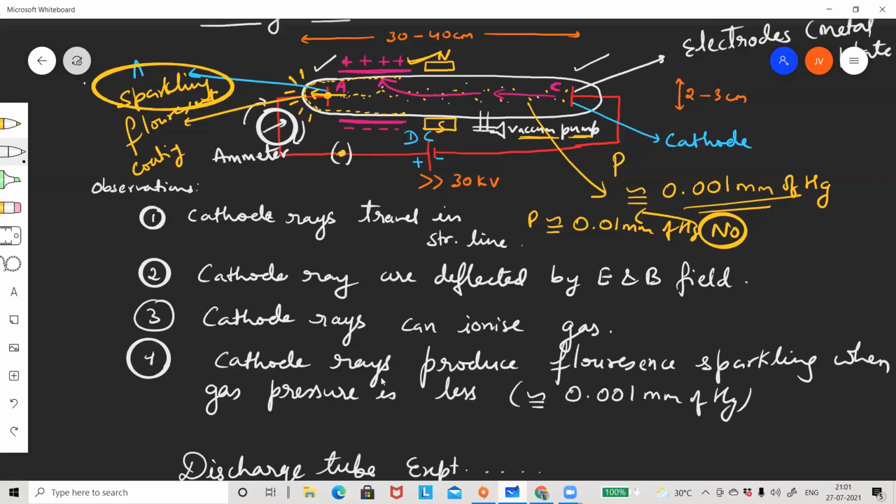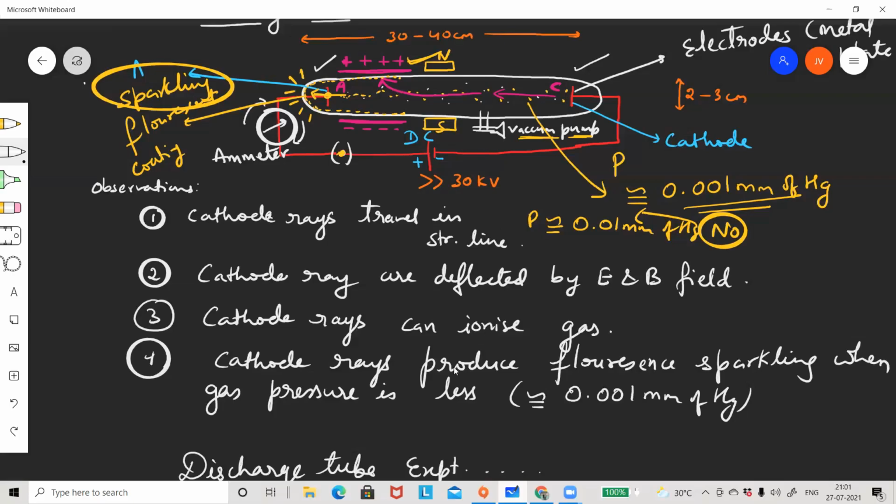And this is more important. Cathode rays produced fluorescence only when gas pressure is less. With high pressure, or more amount of gas or air inside the tube, no fluorescence was seen. No fluorescence, and even the ammeter may not have deflected to that extreme extent. Okay.